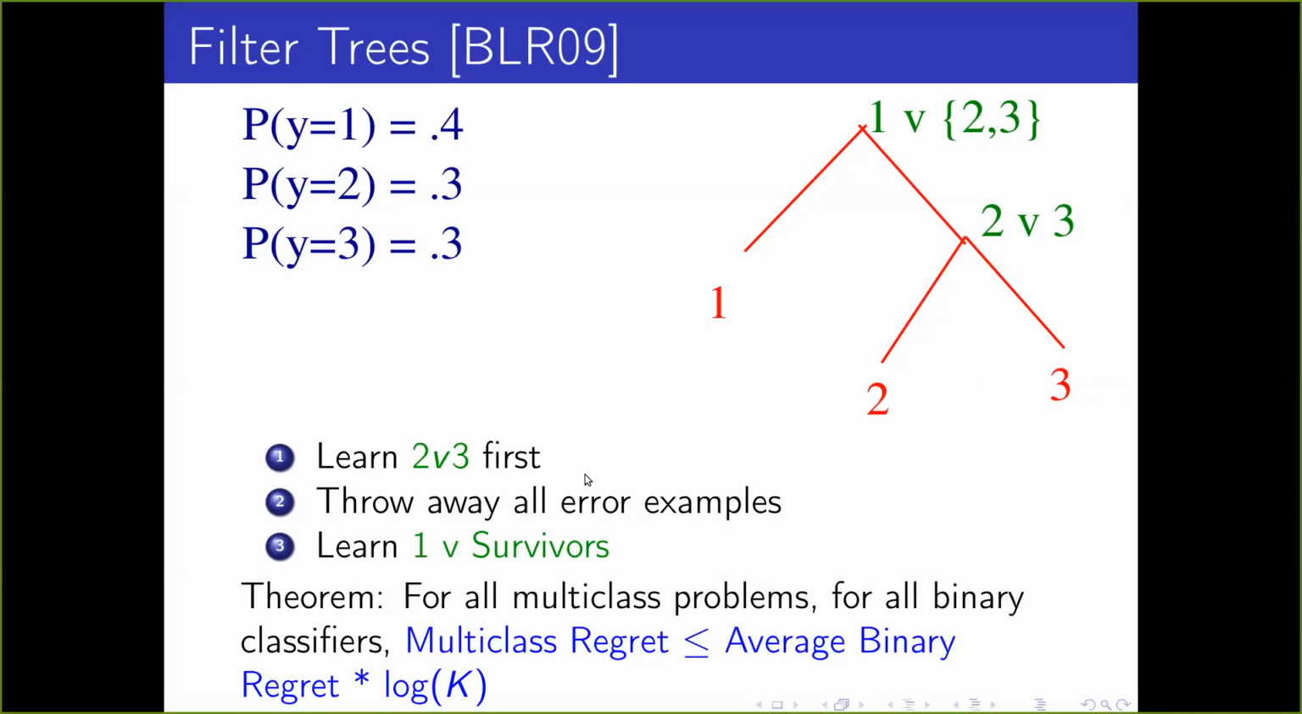Okay, so this approach can be composed. You can create a binary tree over your set of class labels. And when you do, you can analyze the regret bound. You can show that the multi-class regret is bounded by the average binary regret times log k. Right, and that's very intuitive because you have log k many levels to your tree, and yeah, it works out.